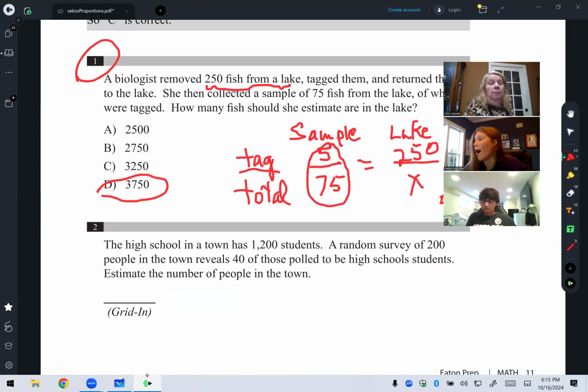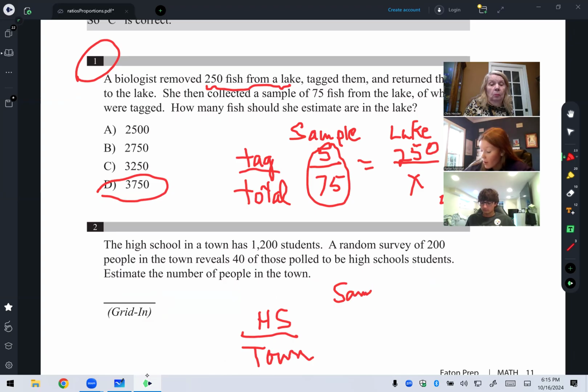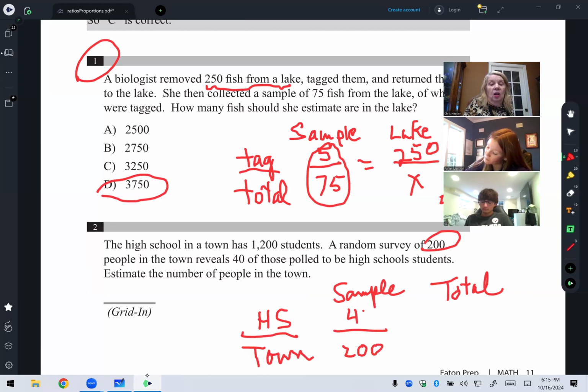Same kind of thing. A high school in a town. So we have the high school in the whole town, in our sample, and then this is our total. So in our little sample of 200 people, 40 of those are high schoolers. So we know the high school has 1,200. How many are in the town?